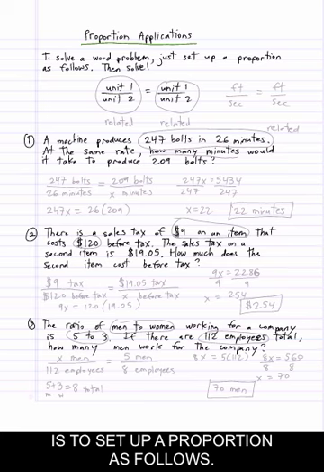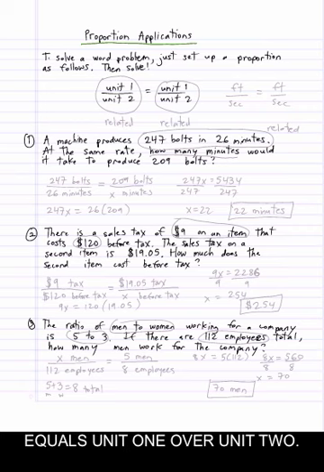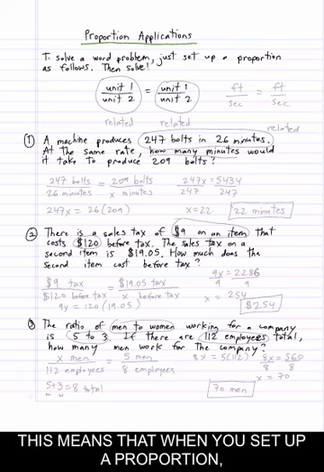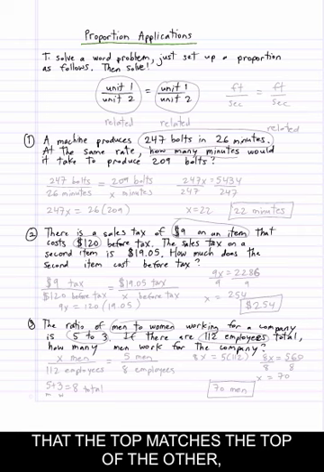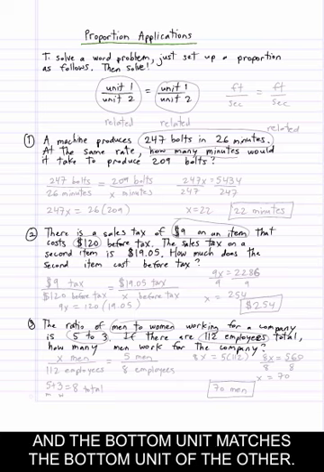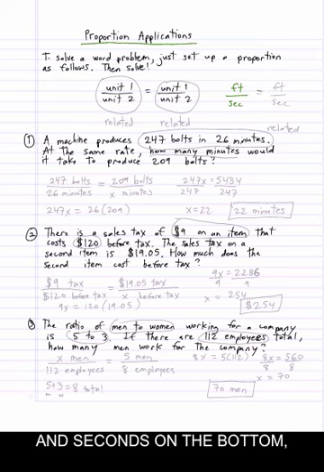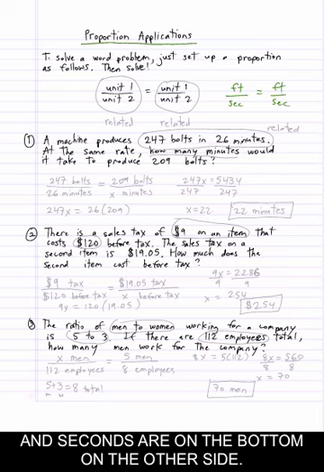Notice it says unit 1 over unit 2 equals unit 1 over unit 2. What does this mean? This means that when you set up a proportion, you always want to make sure that the top matches the top of the other, and the bottom unit matches the bottom unit of the other. So for example, if you have feet on top and seconds on the bottom, you'd better make sure that feet are on top and seconds are on the bottom on the other side.